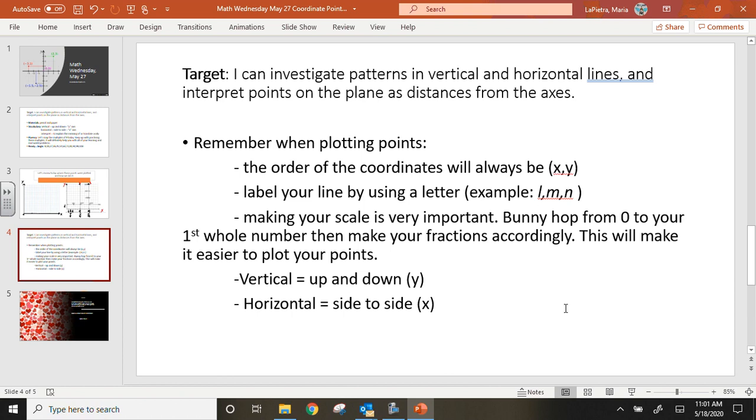Making your scale is very important too. Remember to bunny hop from 0 to your first whole number, then make your fractions accordingly like we just did. This will make it easier to plot your points. Vertical, we're going up and down, that's your y. Horizontal, we're going side to side, that's your x.